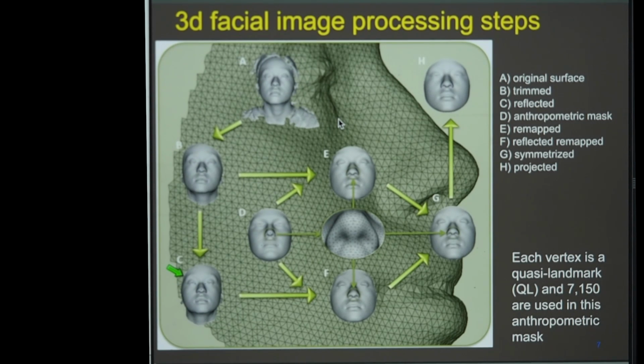Then we map this anthropometric mask, which is D. We map that onto the original face as well as onto the reflected face. So we do that twice. Then, for the purposes here, we've just gotten rid of the asymmetry information. Asymmetry is quite fascinating as well, and we'll be looking at that and looking for genes that cause different patterns of asymmetry. We've already published a paper on the differences between males and females in the patterns of asymmetry.